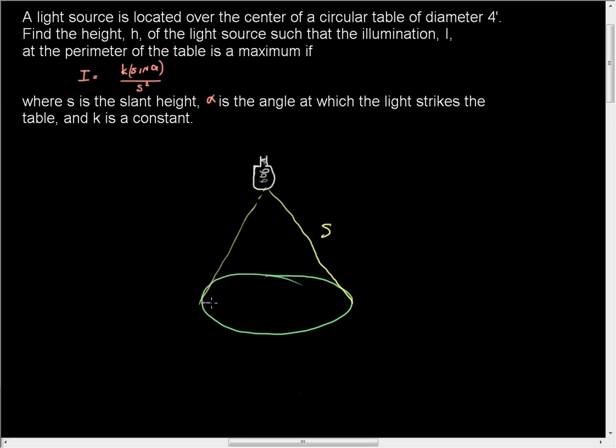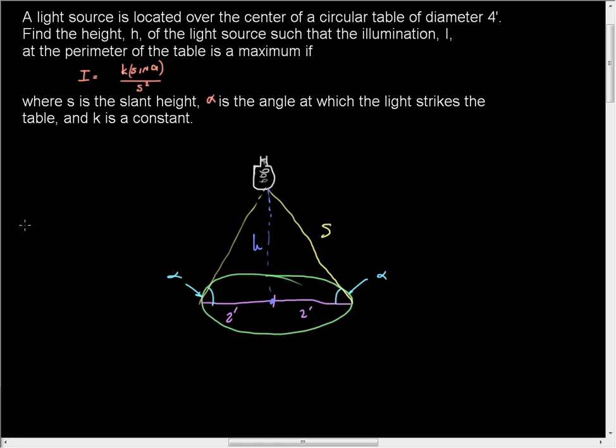The diameter of the table will form the base of the triangle. It will be 4 feet, or split up into 2-foot lengths on the radii. The angle that the light makes with the table is the same on both, and this is going to be alpha. Okay, now we need one more piece, the height. So as we come down and hit the center of the table, this value here is the height.